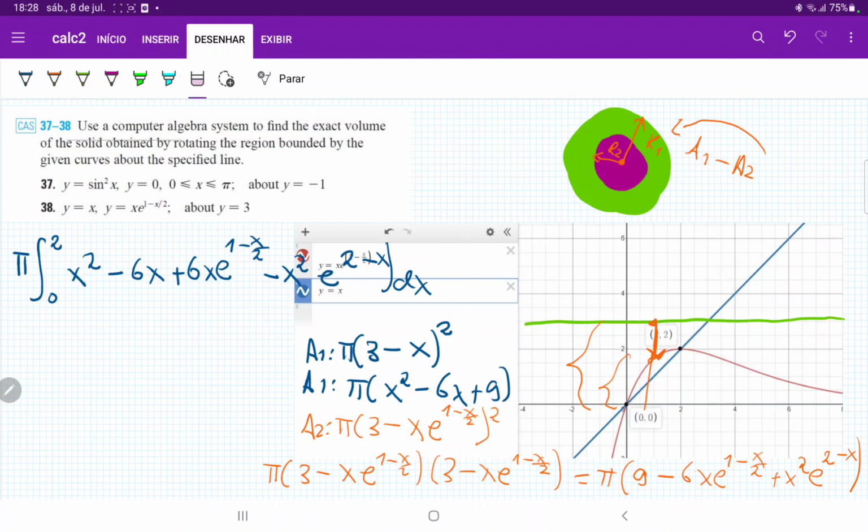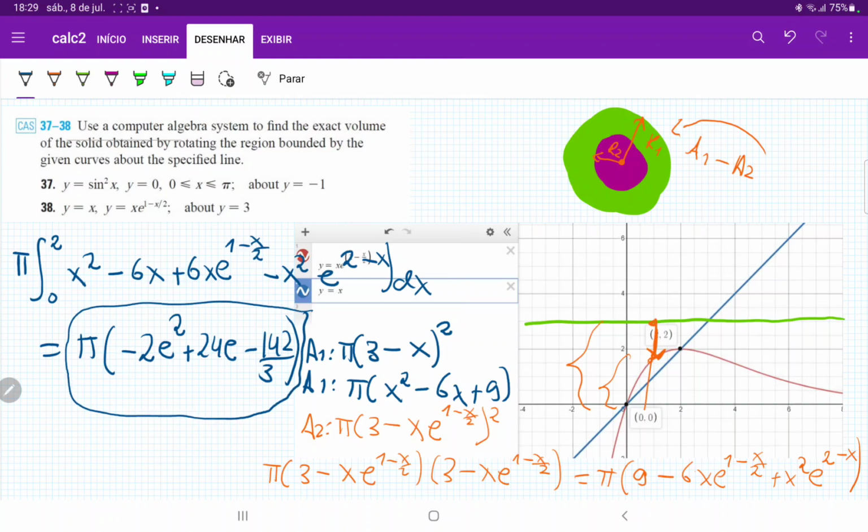So once we have this, we are ready to put this in the computer. It's going to solve this integral for us; we don't have to do that work. When I plug that in, I'm using Symbolab, and this gives me pi times negative 2e squared plus 24e minus 142 over 3. And that is my answer, what I get when I revolve this area about the line y equals 3.